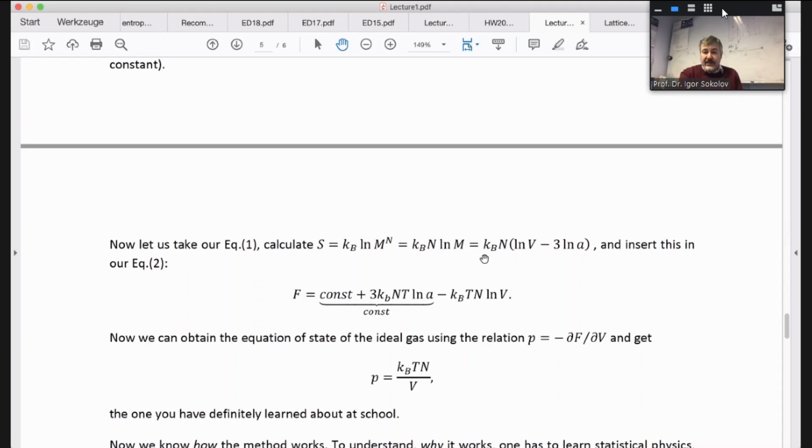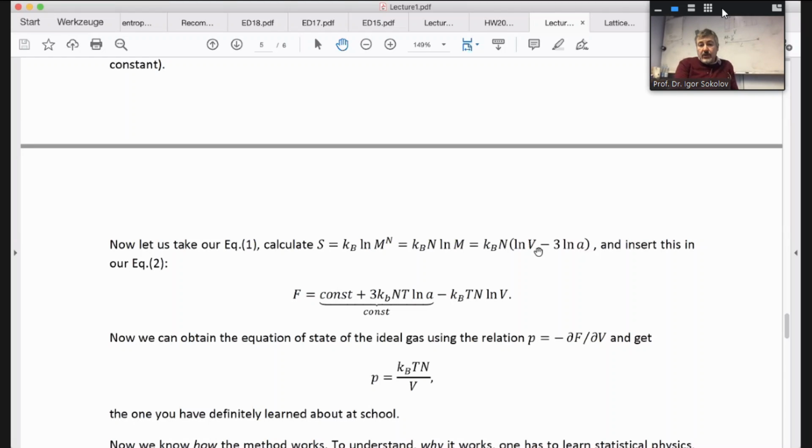And the entropy is then kB ln m to the power of n. Now ln m to the power of n is n times ln m. And then I use my expression for m, which was V divided by A cubed. And this is what I get. This is the configurational entropy of an ideal gas of distinguishable molecules. But for me, it doesn't play a role now that they're distinguishable. It's not real physics. In physics, if they are of the same sort, they're indistinguishable. But again, it doesn't matter.